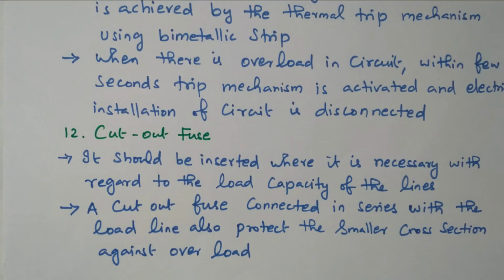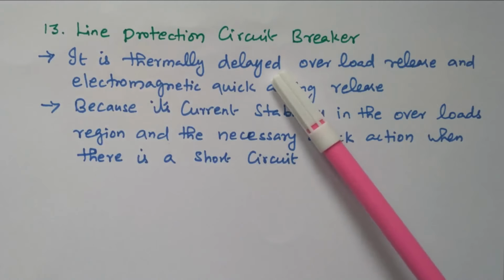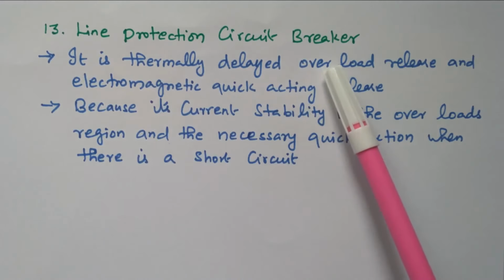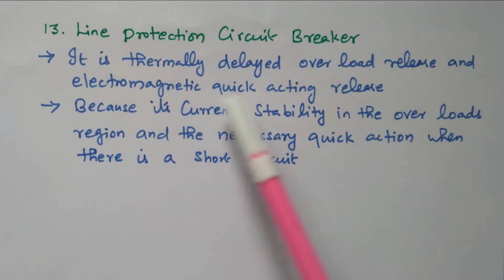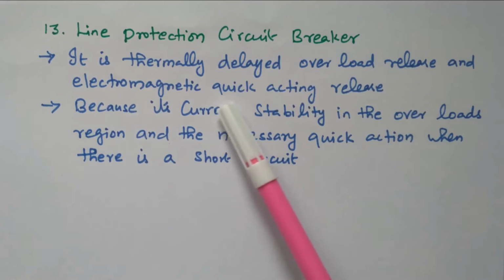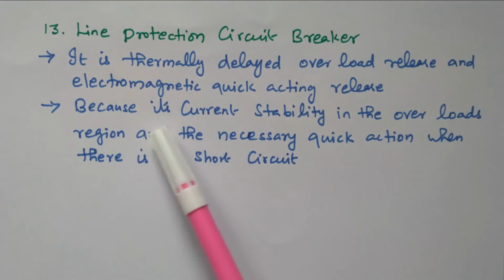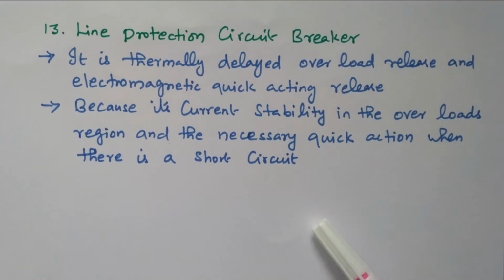Now we'll see the circuit breaker. One more circuit breaker is available: the line protection circuit breaker. So the entire line is protected by the circuit breaker. The previous one is based on the equipment. It is a thermally delayed overload release and an electromagnetic quick acting release. So it is based on both electromagnetic and thermal, because of current stability in the overload region and necessary quick action when there is a short circuit. If there is any short circuit, it will immediately react and disconnect the circuit for the entire line. It will protect all the equipment, the entire house.